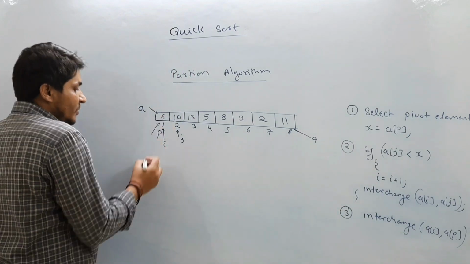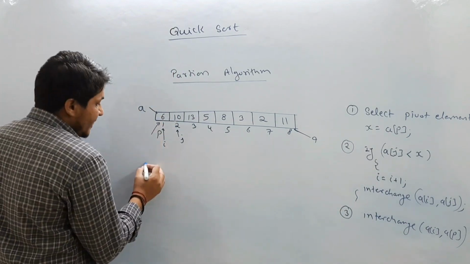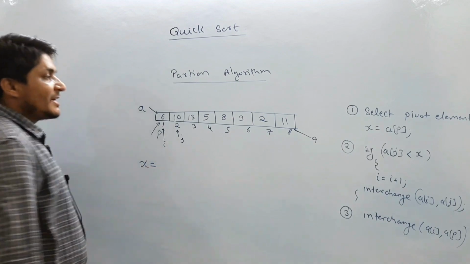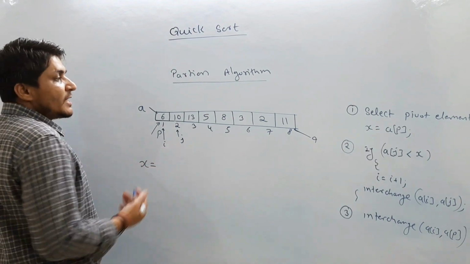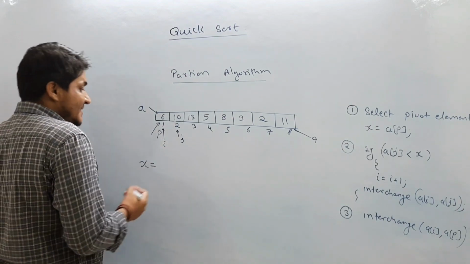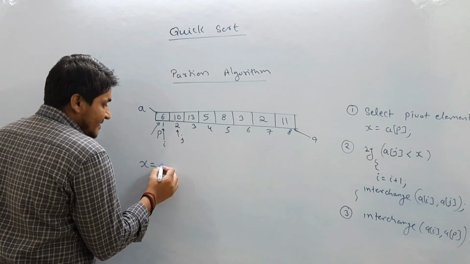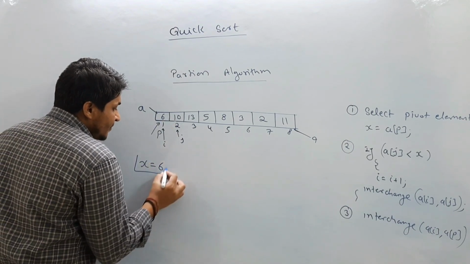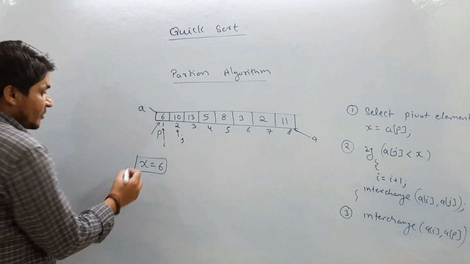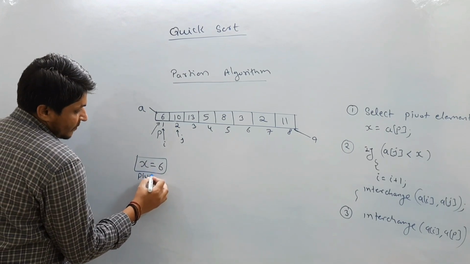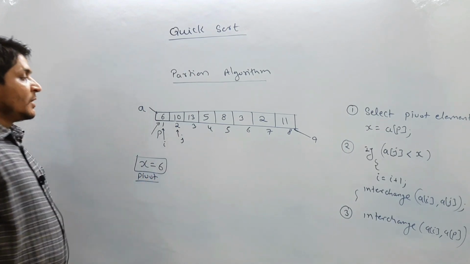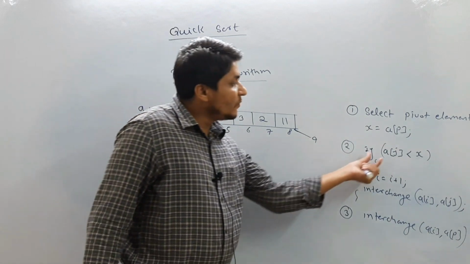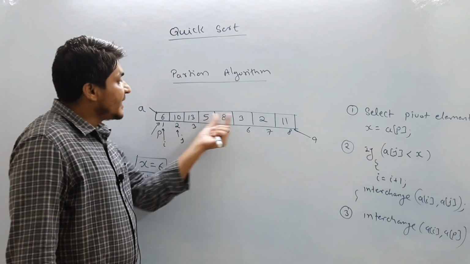The first step is to select the pivot element. Either we can choose the first element or the last element as the pivot element. In this example I am considering the first element as the pivot element. So I have selected 6 as the pivot element. This is my pivot element.